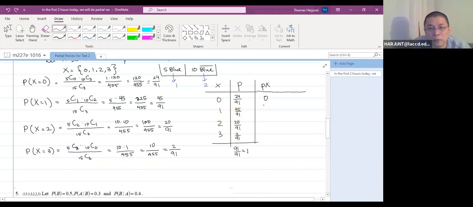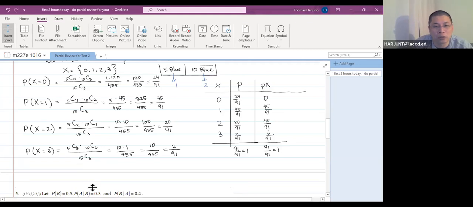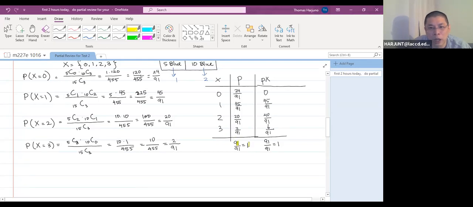Then this will be 45 over 91, 40 over 91, and then 6 over 91, which when I add up, happen to be 91 over 91 also. Usually not. That's just a coincidence. Of course, the total probability has to be 1. This has to be 1. Otherwise, something is wrong, some miscomputation like what I did earlier. Good thing I checked.